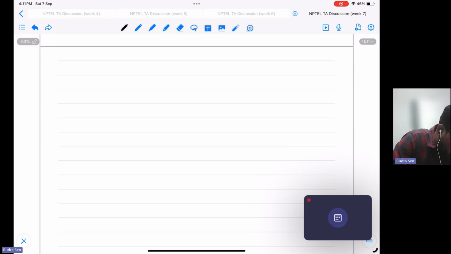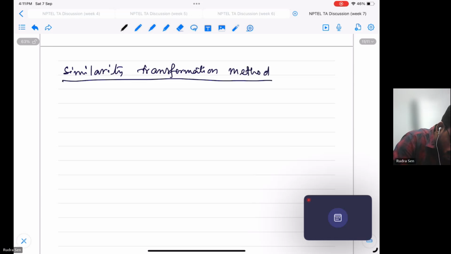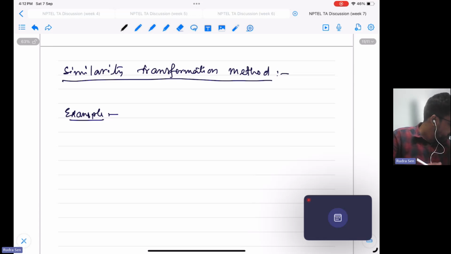So the next method is the similarity transformation method. In the similarity transformation method, and then we will see the Ackermann's method, and then we will wrap it up.